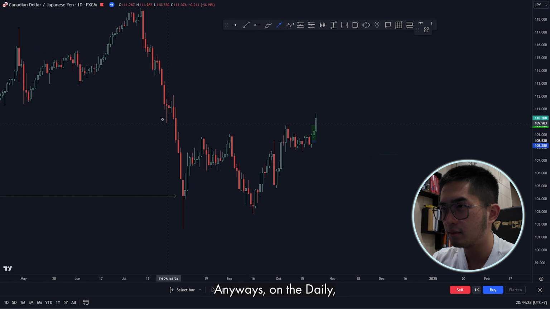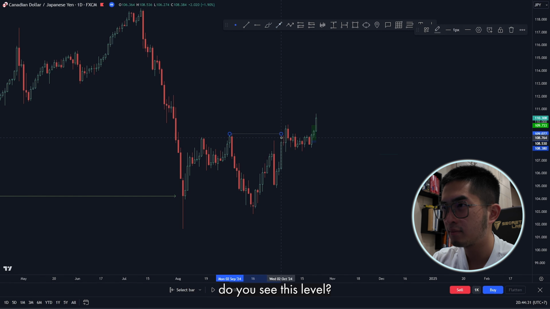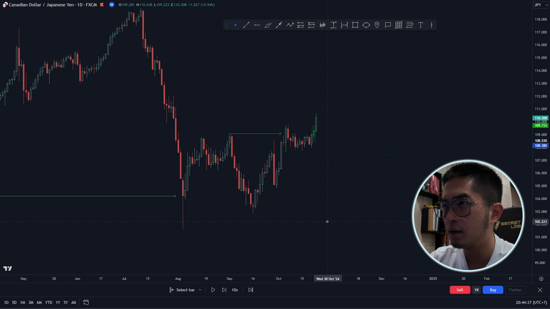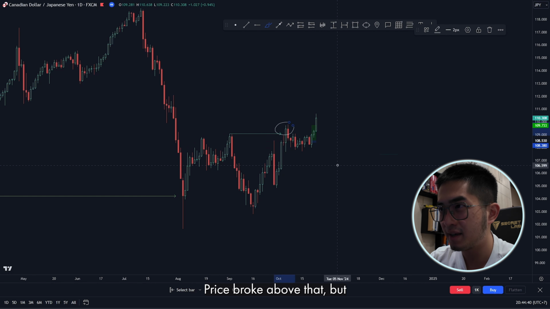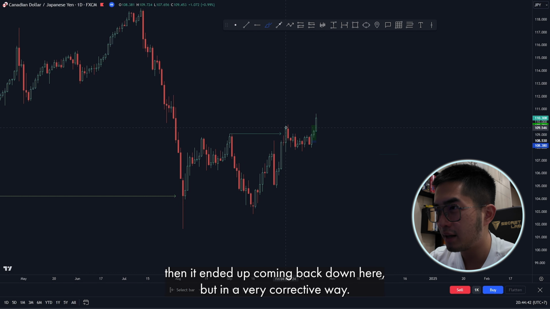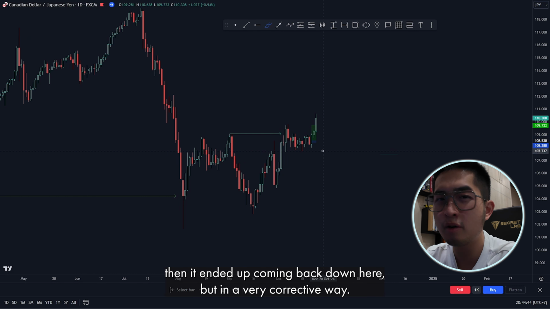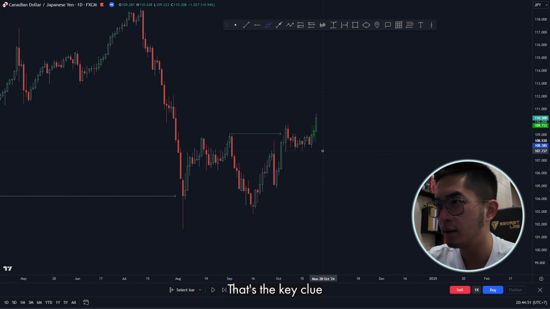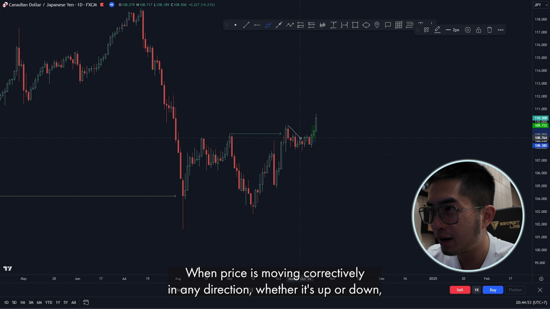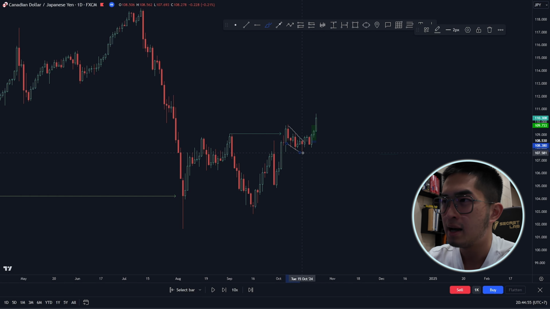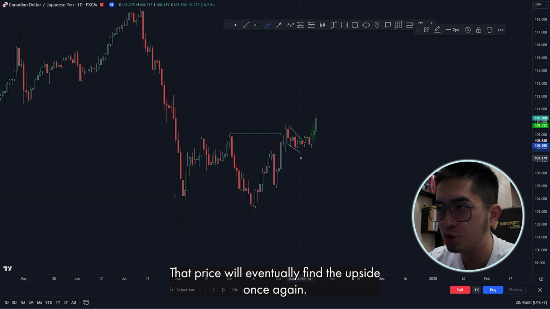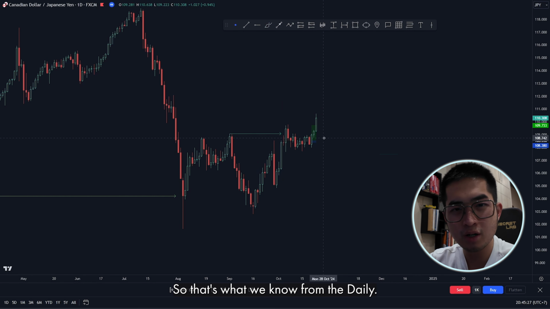Anyways, on the daily, do you see this level? This is the key resistance level on the daily chart. Price broke above that, but then it ended up coming back down here in a very corrective way. And that's the key clue in this daily chart. When price is moving correctively in any direction, whether up or down, that usually means it's not sustainable, right? That price will eventually find that upside once again. So that's what we know from the daily.